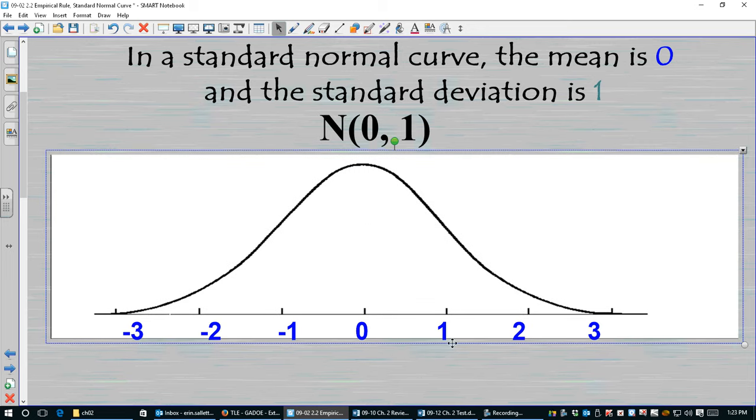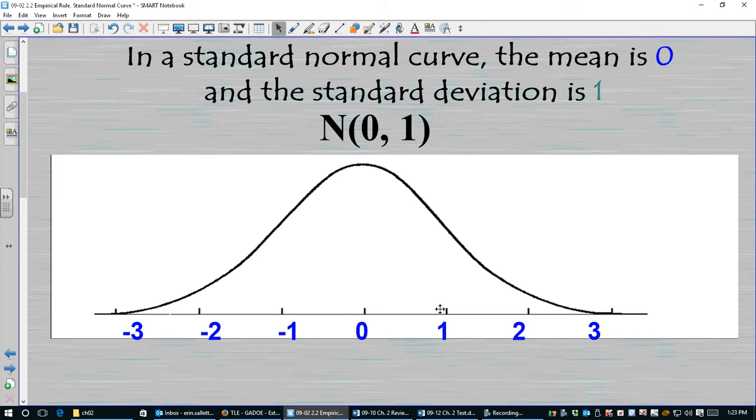All right, so here are our values. 0 is at the mean, the middle. We have 1 standard deviation to the right, 2 standard deviations to the right, and 3 standard deviations to the right. Those are all positive. Whereas if we're going to the left, that makes our standard deviation value negative because we're subtracting from the mean in order to go in that direction.